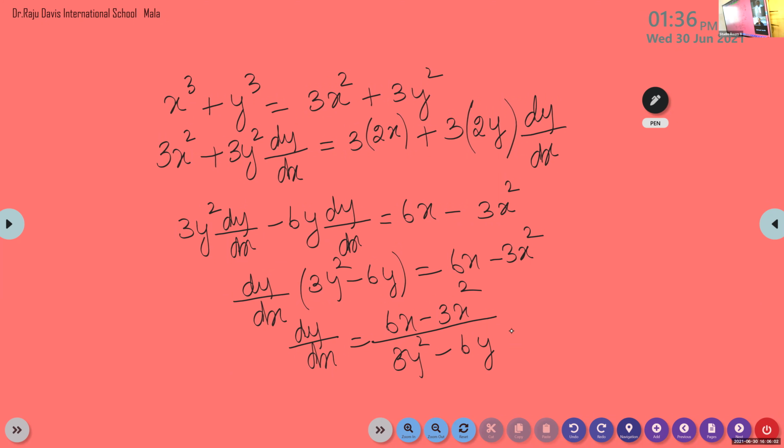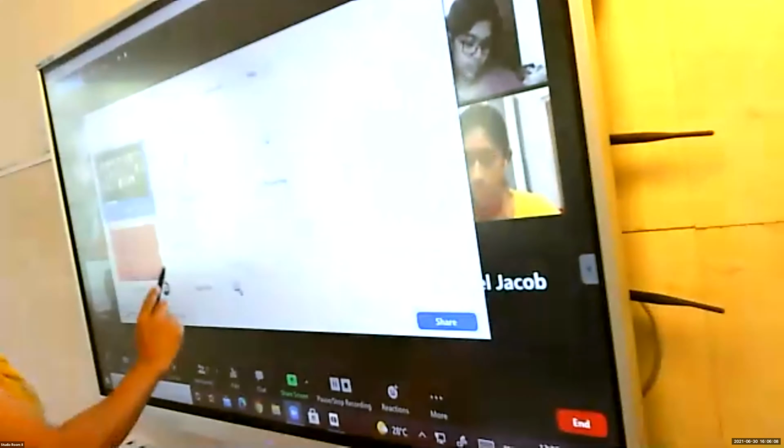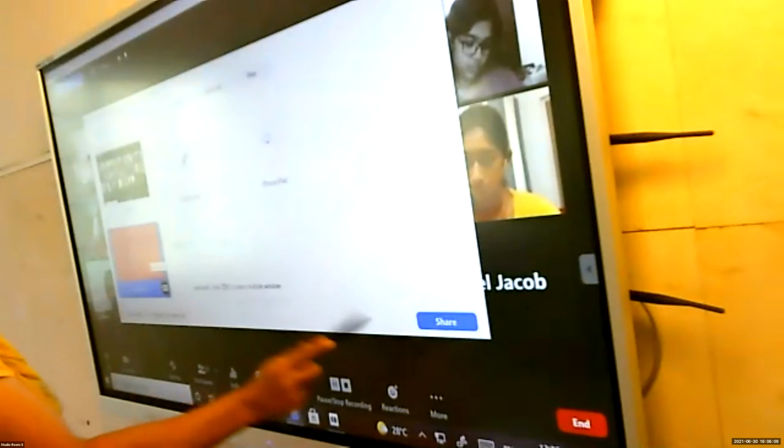Write the next question. Yes? Can we cancel 3? Yes, you can take 3 and cancel. Good, good Punya. You can do like that. From the numerator we can take 3 as common. So you can write it as, by 3 into y square minus 2y. So 3 you can cancel. It's correct. If possible, you can simplify.